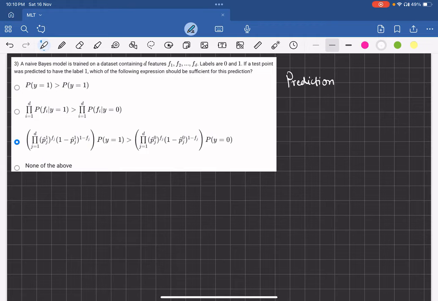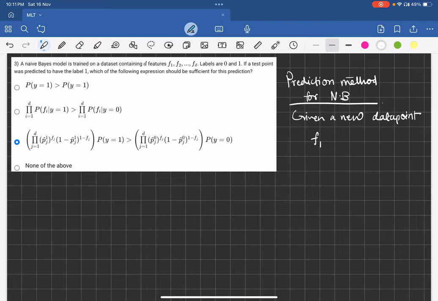For the prediction method for naive Bayes, let me write this as NB. So given a new data point, let me denote it by f1, f2 up to fd. This is my x, and the label has to be predicted. So this is my new data point.